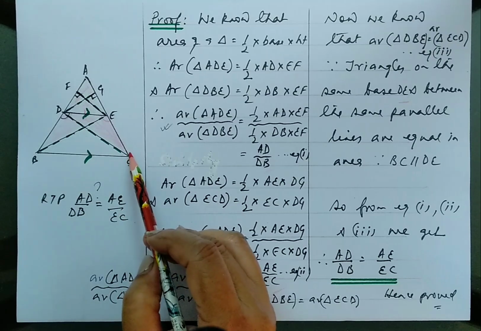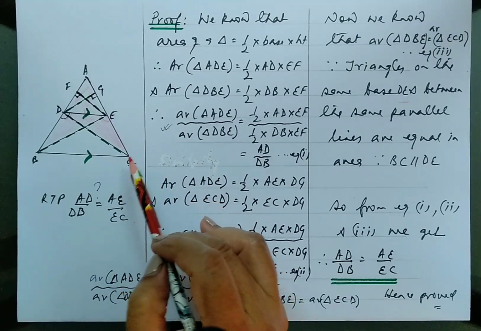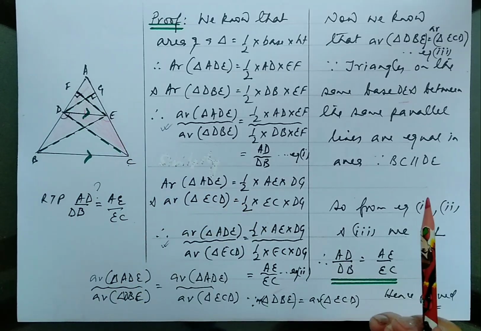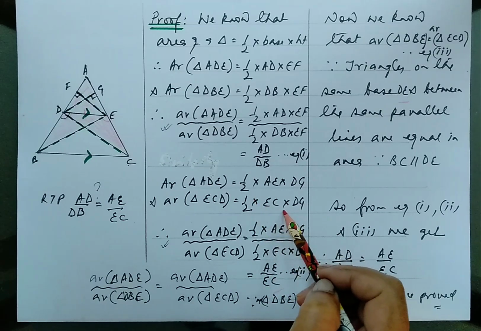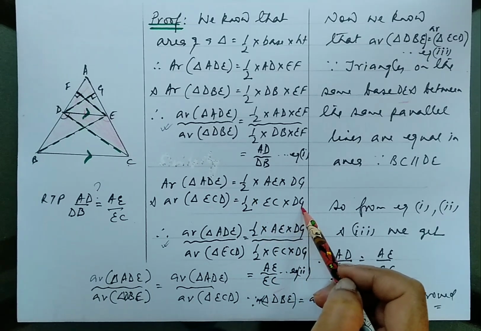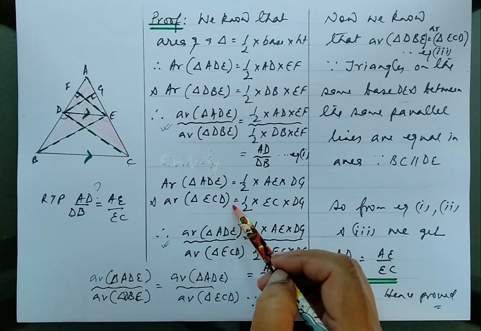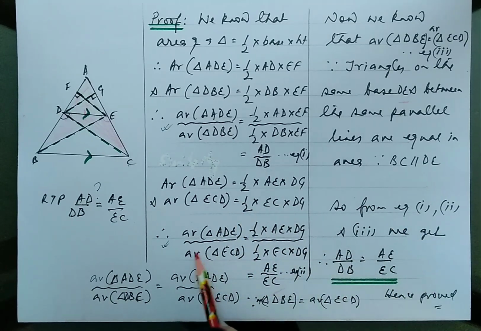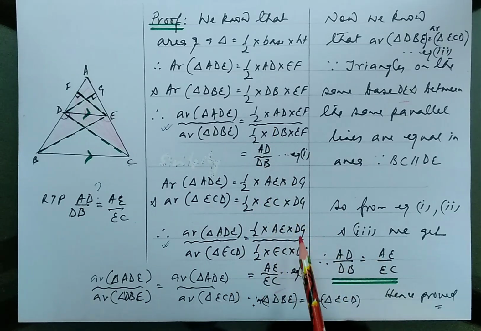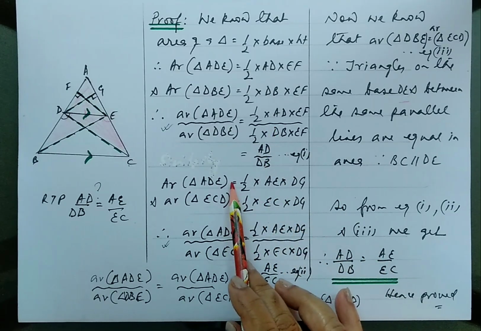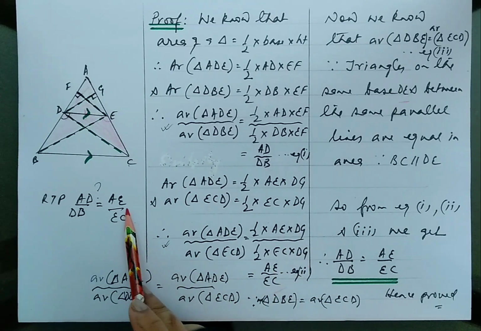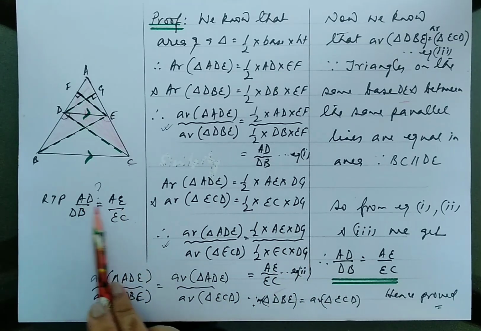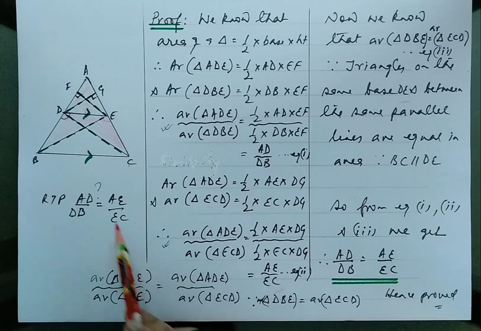Alright. When we have EC as the base, half into AE into DG is the area of ADE, and half into EC multiplied by DG is the area of ECD triangle. So once again, like how we had done there, we bring them as ratios. What do we get? Half gets cut, DG gets cut, AE upon EC. So we have found this, but are they equal? There is a big question mark.